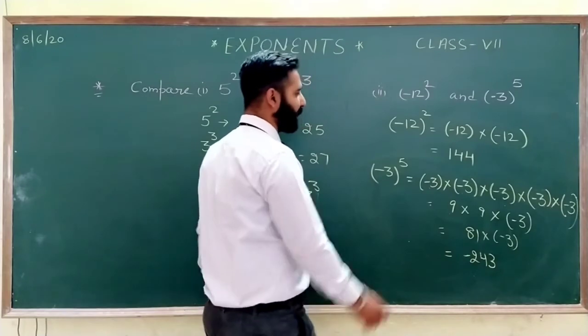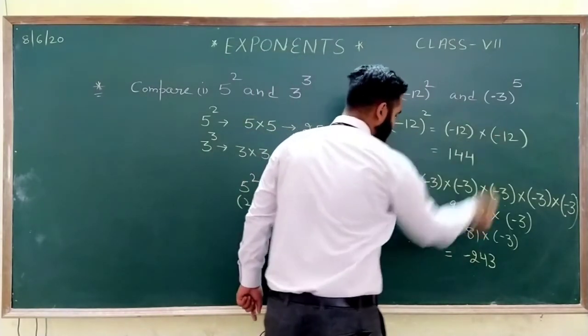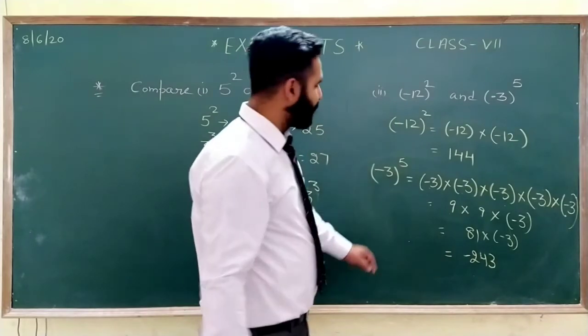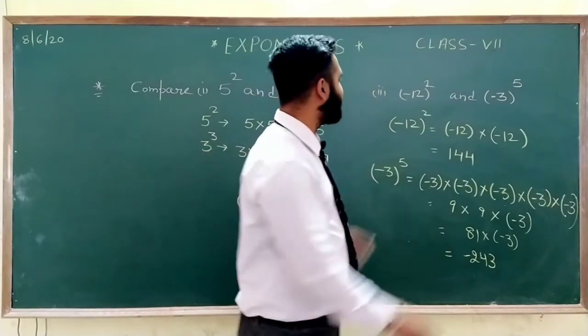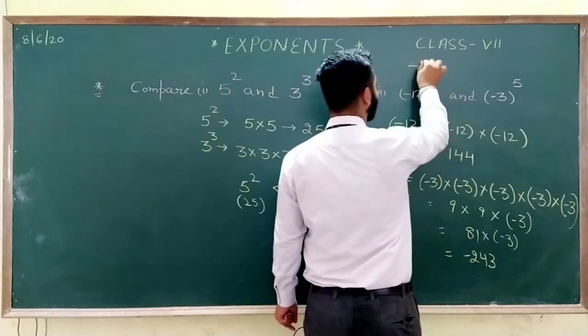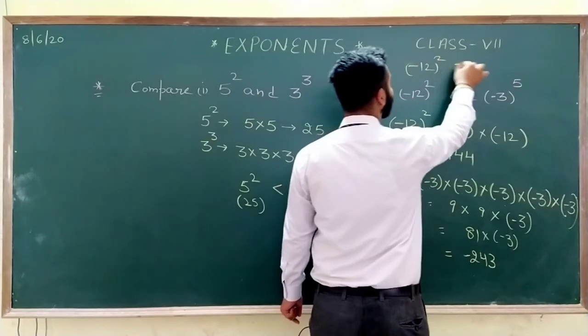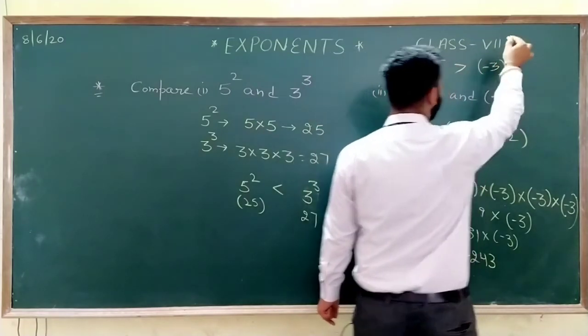Now you have to compare these two, minus 12 square and minus 3 raised to power 5. Fine. So which one is greater? Obviously minus 12 square is greater than minus 3 raised to power 5.